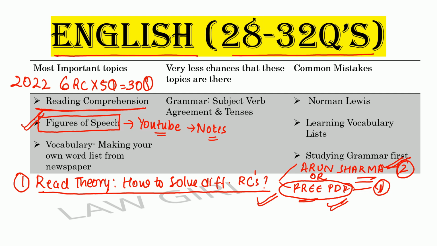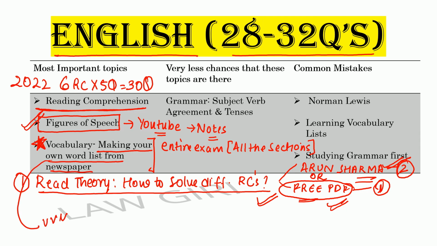Right. Then we come over to vocabulary. Now, this is very, very important. You need to understand one thing, that in your CLAT exam, for your entire exam, for all the sections, vocabulary is very, very important. Yes, vocabulary is very, very important for all the sections. But for that, what you have to do is you have to make your own word list from the newspaper. This is very, very important.